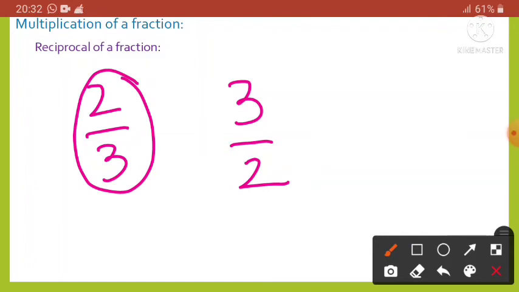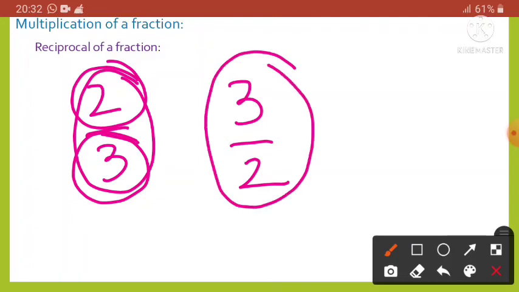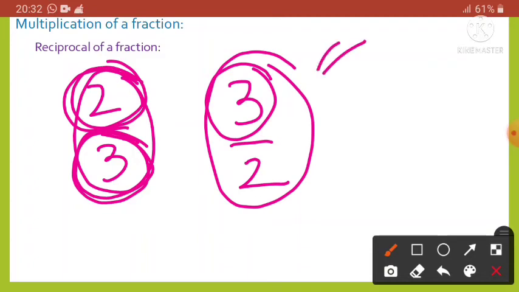Okay, so how can you get this? We have to interchange the denominator and numerator. If you see the reciprocal, here it is 3, so we have to make the interchange of denominator and numerator. Here you can see that the denominator 3 of the fraction 2 by 3 becomes the numerator of the reciprocal fraction, and the numerator 2 of the first fraction 2 by 3 becomes the denominator of the reciprocal fraction.